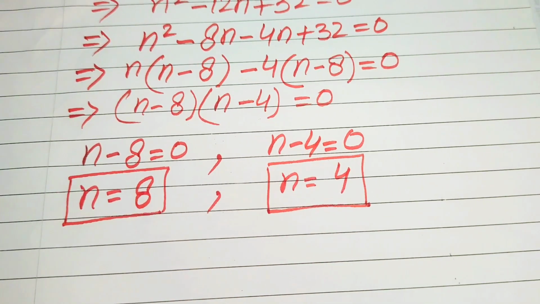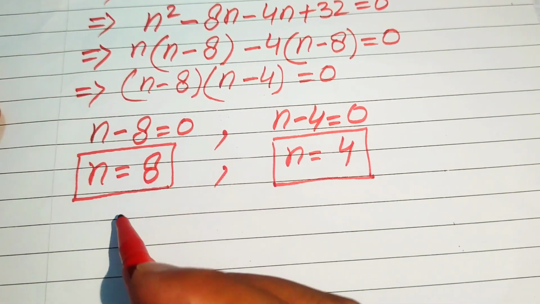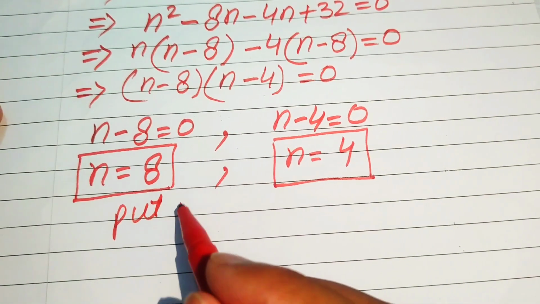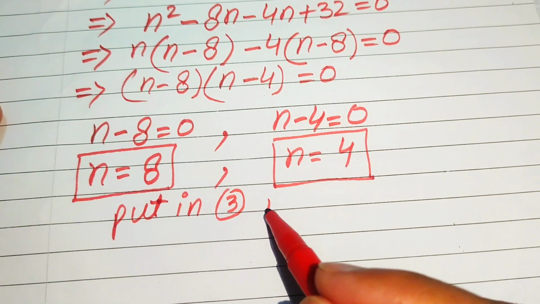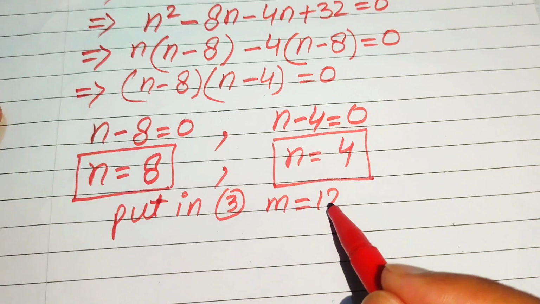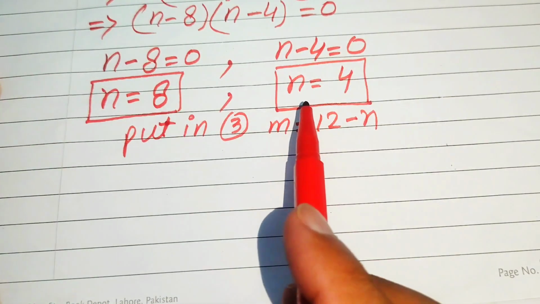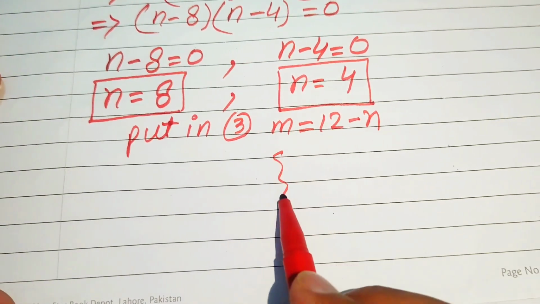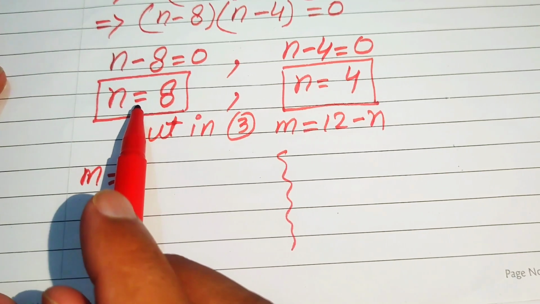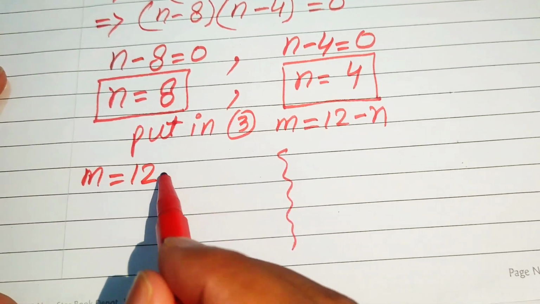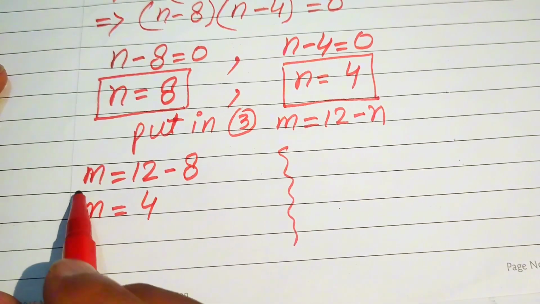So now we find the remaining values of m corresponding to these values of n. Now we put these two values in equation number 3, so first we copy down equation number 3 and it is m equals 12 minus n. Now we substitute these two values of n in this equation and we find the corresponding values of m. So first we substitute the value of n equals 8 here, so it will be written as 12 minus 8 and we get the value of m equals 4.